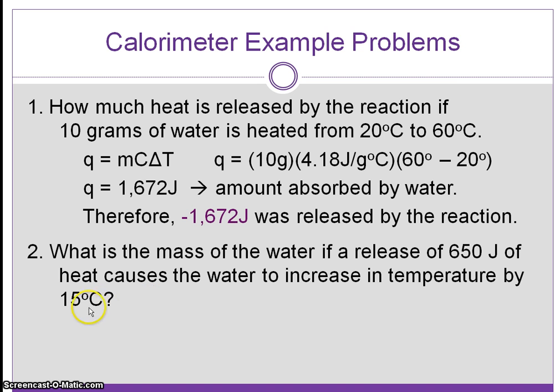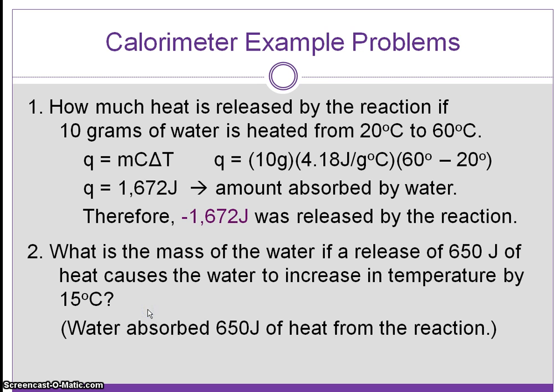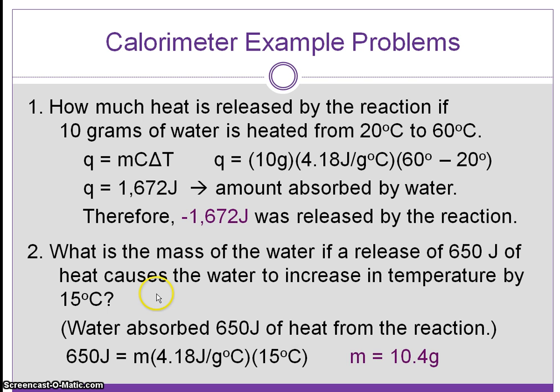And then also notice that it only gave you one temperature, and a lot of people get flustered by this and think that they're missing another temperature. But notice that it says it's increasing by 15 degrees Celsius. So this is the delta T. This is the change in temperature. They already subtracted them for you. So water absorbed 650 joules of heat from the reaction. So we can plug in 650 joules for the Q value. We're solving for M. We know the specific heat of water, and we know that the change in temperature was 15 degrees. So then you just have to do the algebra to rearrange the equation and solve for mass.